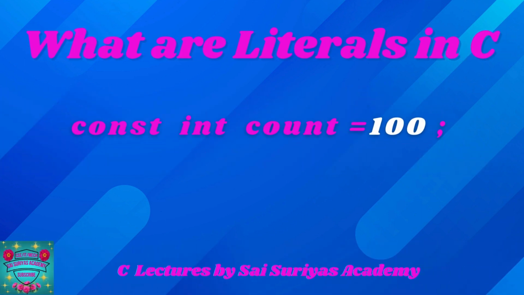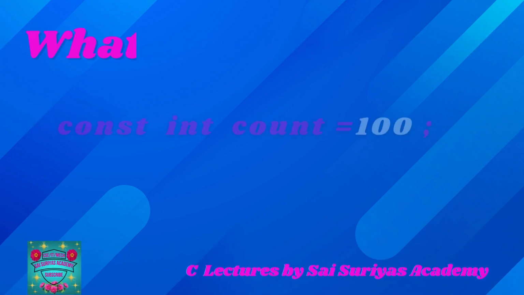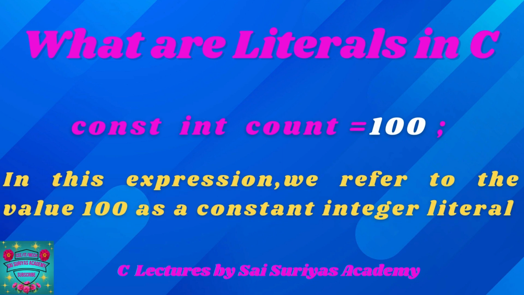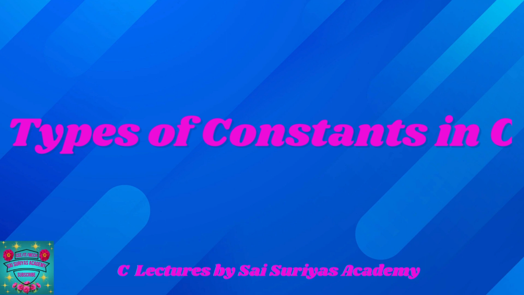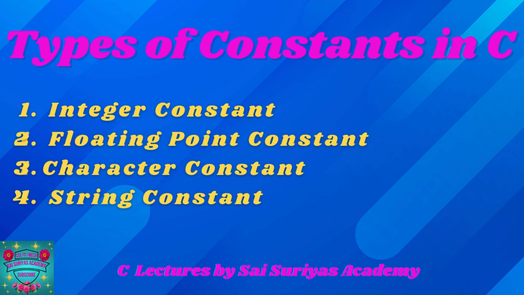Consider this: const int count equal to 100. In this expression, const is a keyword, int is the data type, count equal to 100. This 100 value, the value assigned to the variable count, is referred to as an integer literal. This is called literals in C. And then the types of constants in C. Here we are going to discuss 4 types of constants: integer constant, floating point constant, character constant and string constant. We will discuss all those 4 types of constants in the next video as part 2.